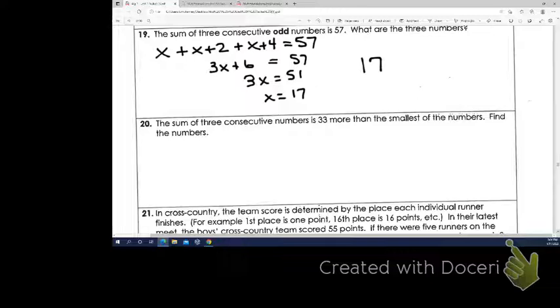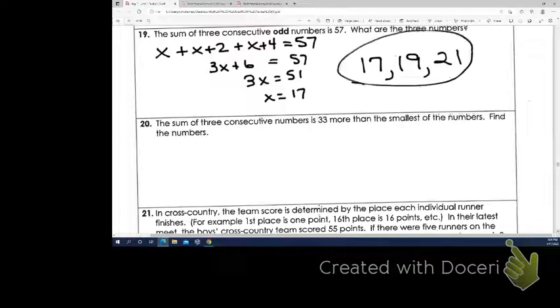Okay, so 17, and it is an odd number, so I'm happy about that because I'm supposed to be finding odd numbers. And now I need three consecutive odd numbers. So then 2 more than 17, or you can just think the next odd number, 19, the next odd number, 21. And then you could double check that, yes, indeed, if I add together 17, 19, and 21, does that add up to 57?